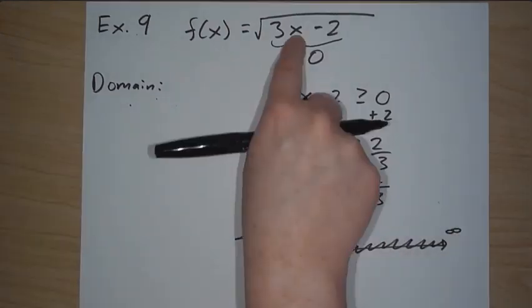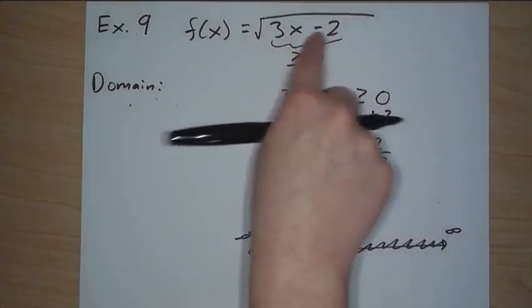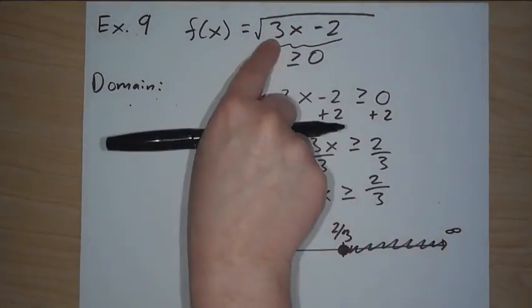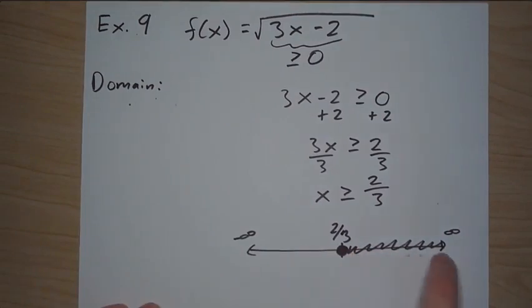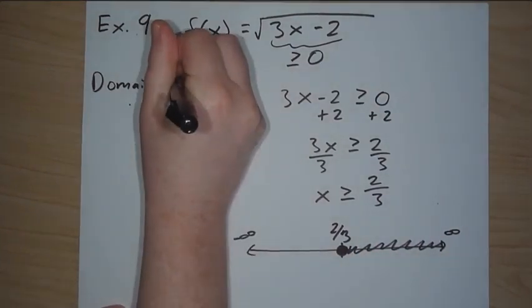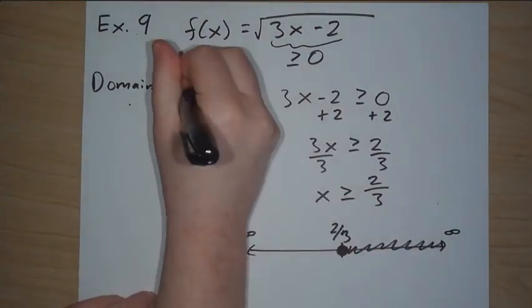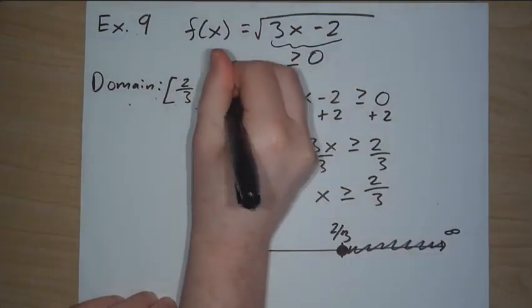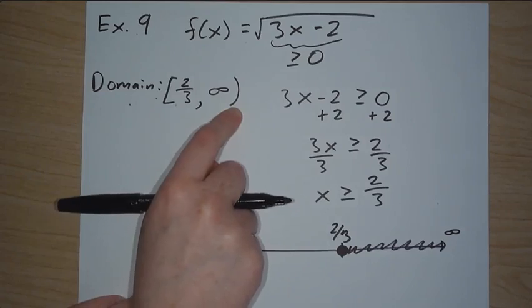So our x value can be anywhere from 2/3, and this would be 0 in that case, which is fine, or it has to be greater than 2/3 so that the inside of here is not negative. So our x value can be anything in this area, which means our domain is anything, and it's a closed bracket because it does include 2/3, 2/3 to infinity. And we always have an open parenthesis to show infinity.